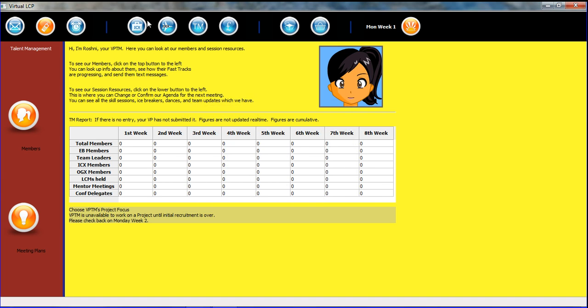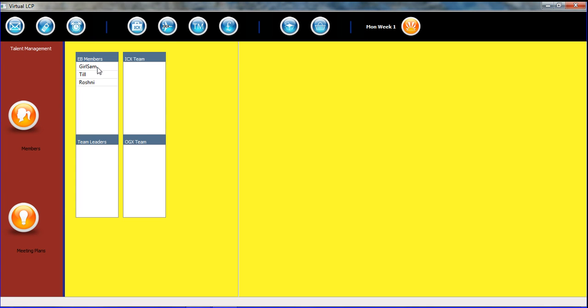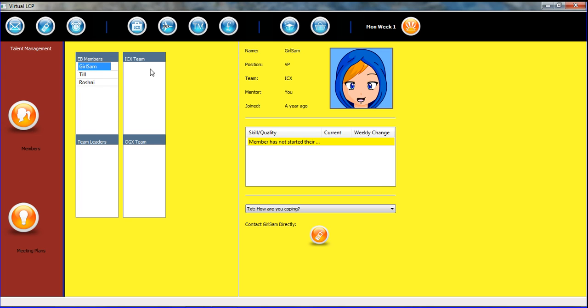Right, first screen. So we've started on the talent management screen, and we have been introduced to Roshni, who is our VP management. And we can look at our members. So we've got an alert: we have 3 vice presidents. Let's go see them. I'm going to click on members, and we have Girl Sam, who is our vice president for ICX. And we are her mentors. She joined a year ago.